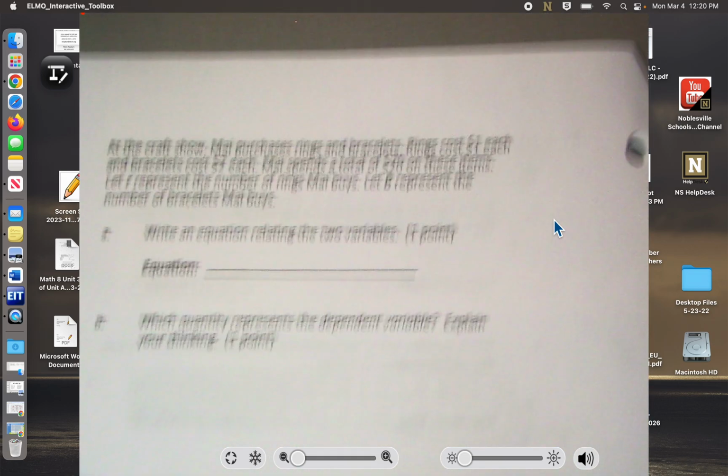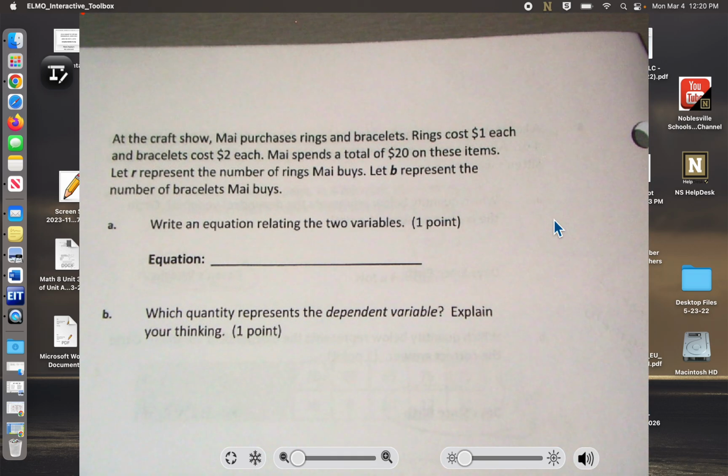All right, Mai is purchasing rings and bracelets. Rings cost $1. Bracelets cost $2. She spends a total of $20. Let R represent the number of rings. Let B represent the number of bracelets. Let's create an equation relating the two variables.